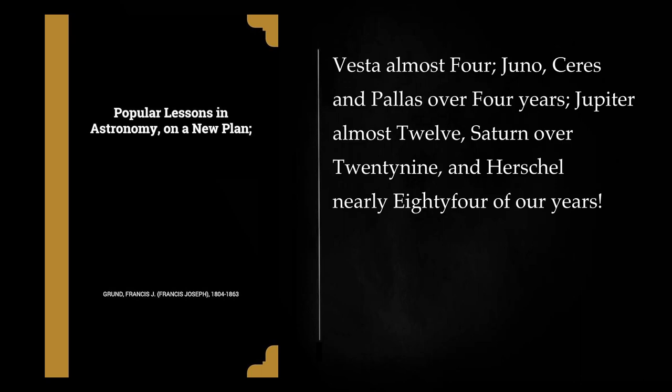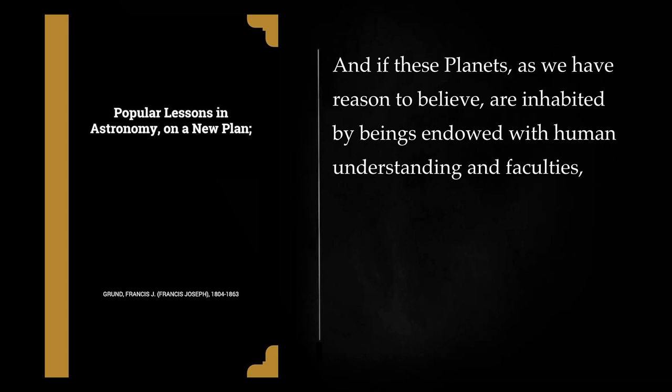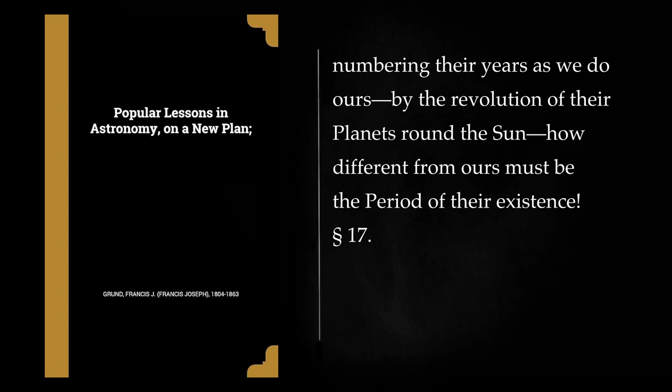Vesta almost 4, Juno, Ceres and Pallas over 4 years, Jupiter almost 12, Saturn over 29, and Herschel nearly 84 of our years. And if these planets, as we have reason to believe, are inhabited by beings endowed with human understanding and faculties, numbering their years as we do ours, by the revolution of their planets round the sun, how different from ours must be the period of their existence.